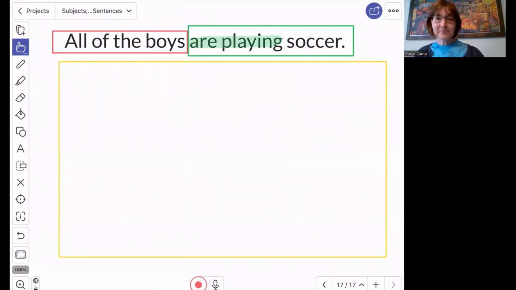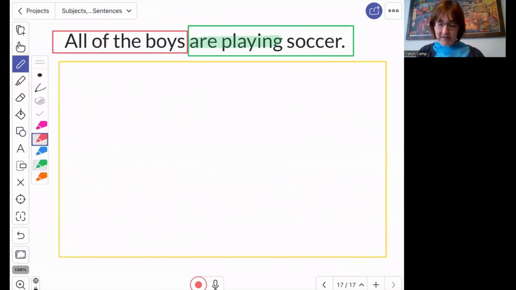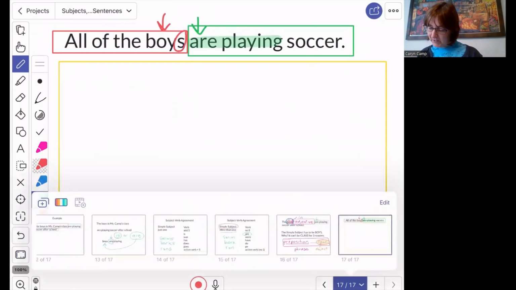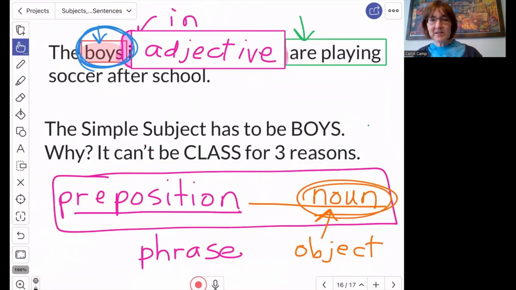All of the boys. You might think that it's going to be boys because it does work. There's an S at the end, and we do have are, which goes with more than one. And the boys are playing soccer, so it makes sense. And the subject-verb agreement works. But do you remember back here? There were three reasons why it wasn't class. One was that it didn't make sense. One was that are goes with boys. And another one was the prepositional phrase. And in the prepositional phrase, the noun at the end cannot be the simple subject.